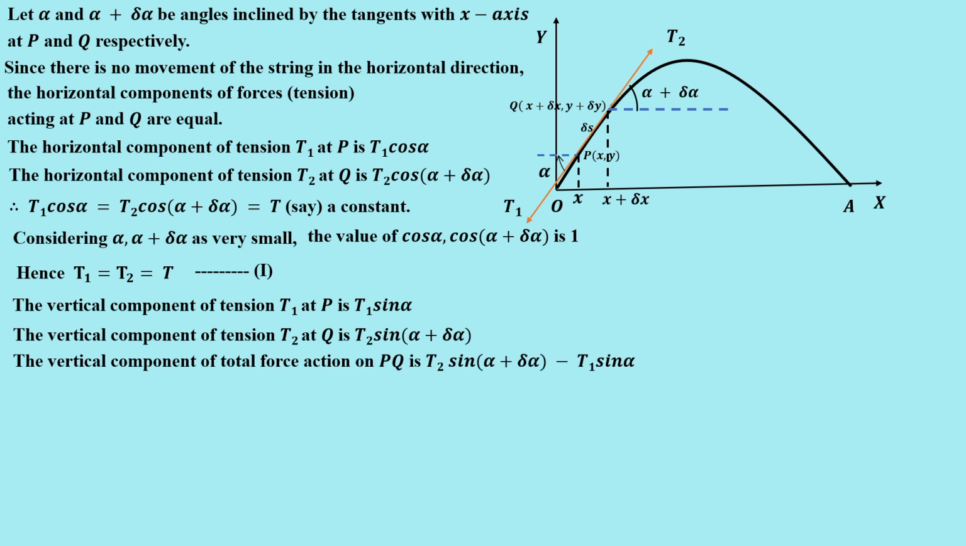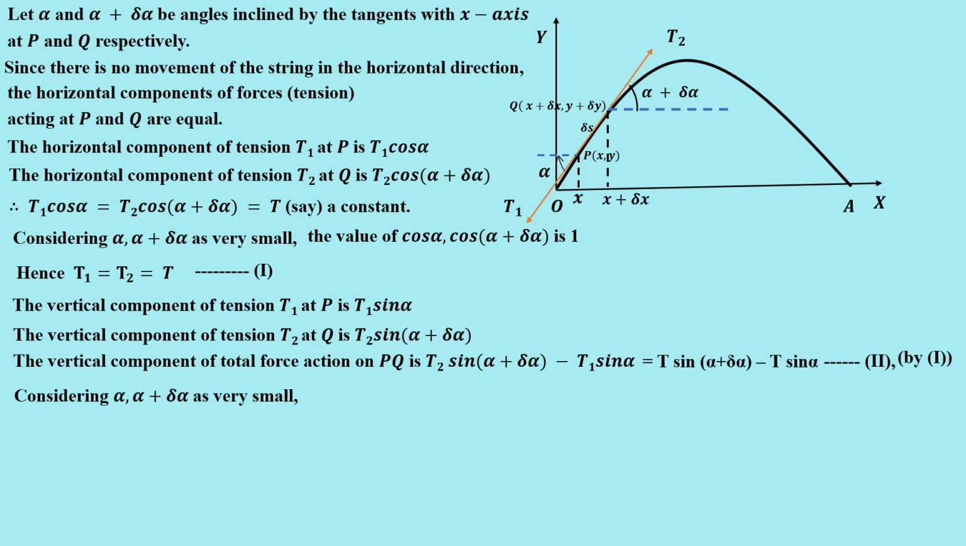The vertical component of the total force acting on PQ: there are two forces. One is T2 sin(alpha plus del alpha), the tension T2. The other one is T1, and they are opposite. T1 is opposite, right? That is why minus T1 sin alpha. So the total force is T2 sin(alpha plus del alpha) minus T1 sin alpha, which is equal to T sin(alpha plus del alpha) minus T sin alpha, because T1 equals T2. That is equation number 2.